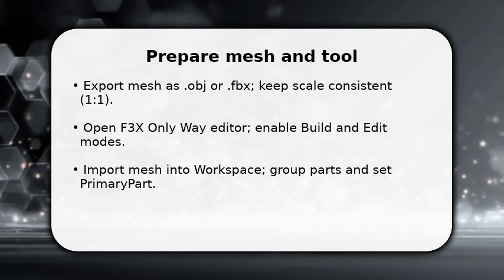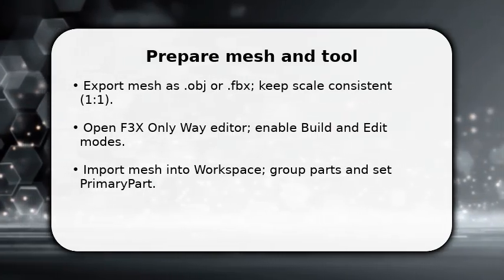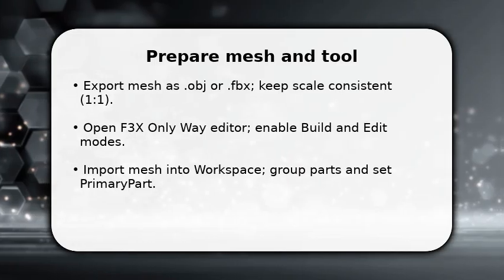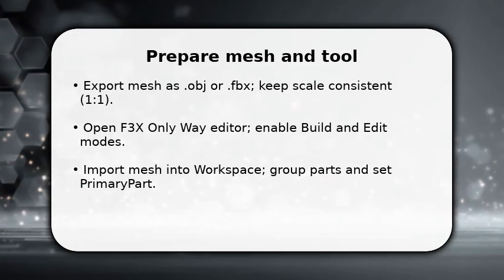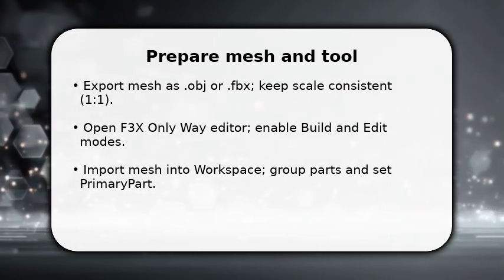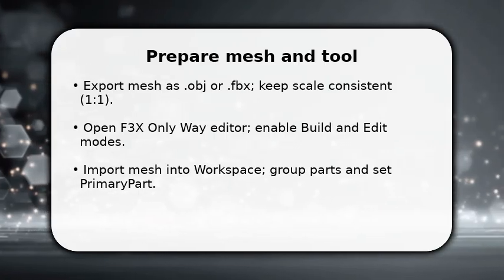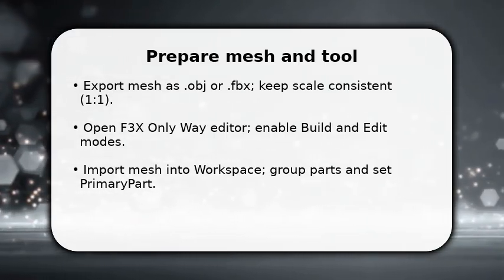You start by getting your mesh ready and your F3X Only Way tool open. Export the mesh as OBJ or FBX at a consistent scale, then import it into the Roblox workspace. Once imported, group the mesh parts and assign a primary part so F3X can manipulate it. You do this now because F3X relies on a clear model root to position and weld pieces.